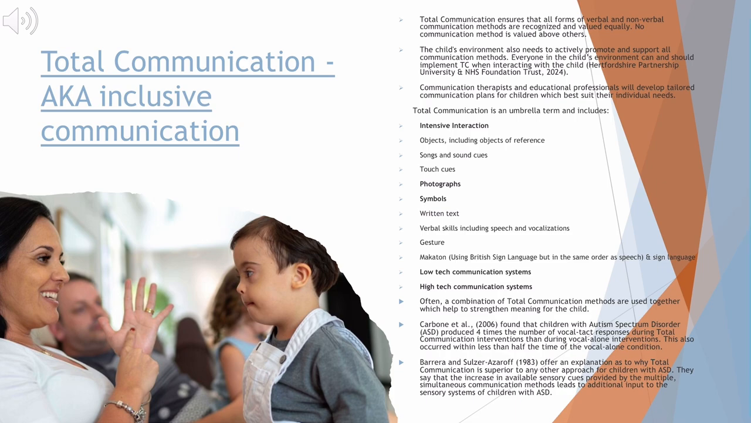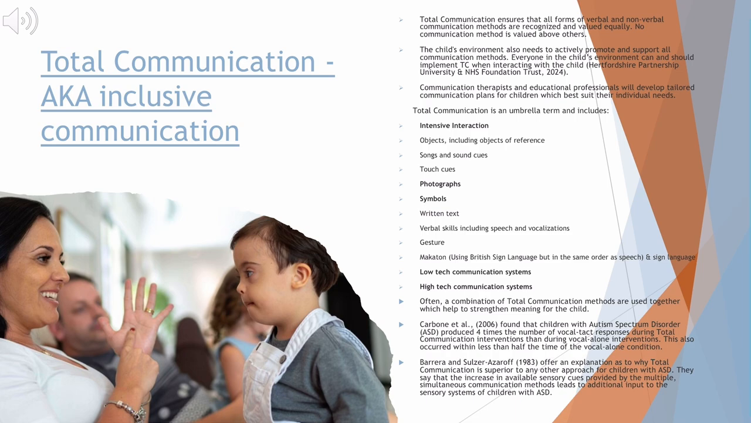Total communication ensures that all forms of verbal and non-verbal communication methods are recognised and valued equally. The child's environment needs to actively promote and support every communication method possible. Total communication is an umbrella term and includes intensive interaction, photographs, symbols, verbal skills, Makaton, sign, and many more, some of which I will go into further detail with.